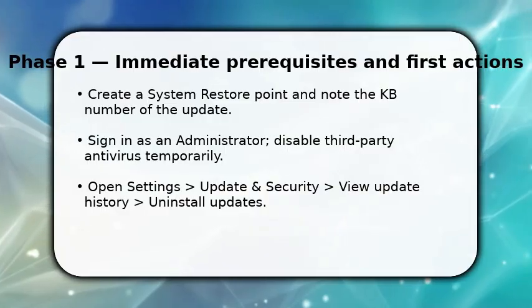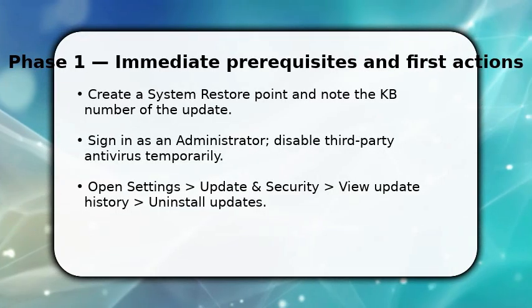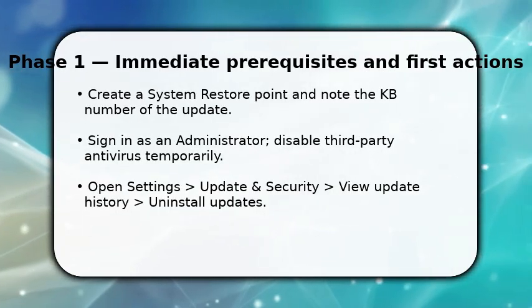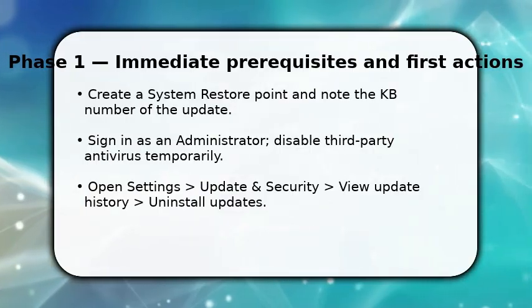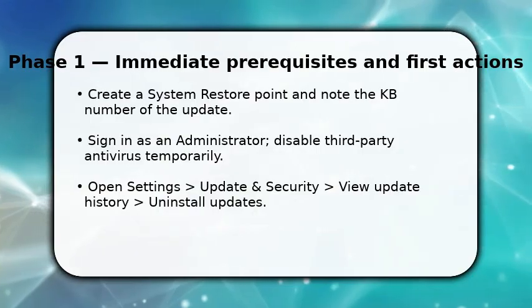You start by creating a system restore point and noting the KB number of the update you want removed. Once done, sign in with an administrator account and temporarily disable third-party antivirus to avoid interference.